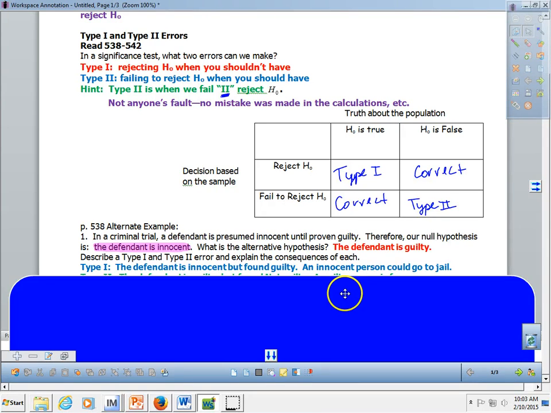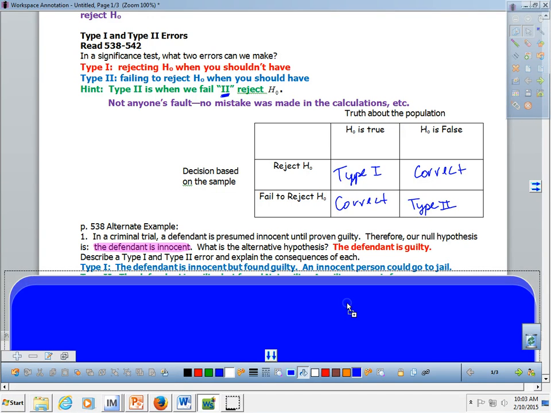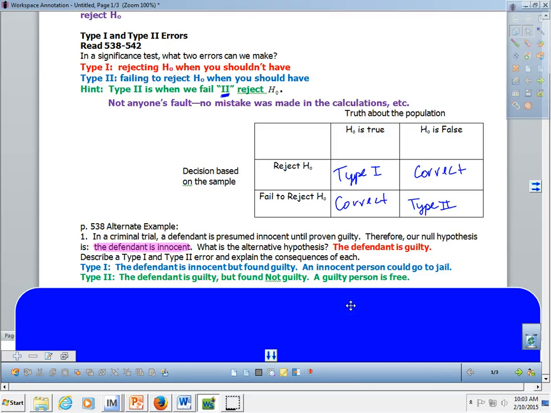Right? A type 2 error is that we fail to reject the null, even though it's false. So if we fail to reject the null, then we find them not guilty, when in fact the defendant is guilty, and so a guilty person is set free.